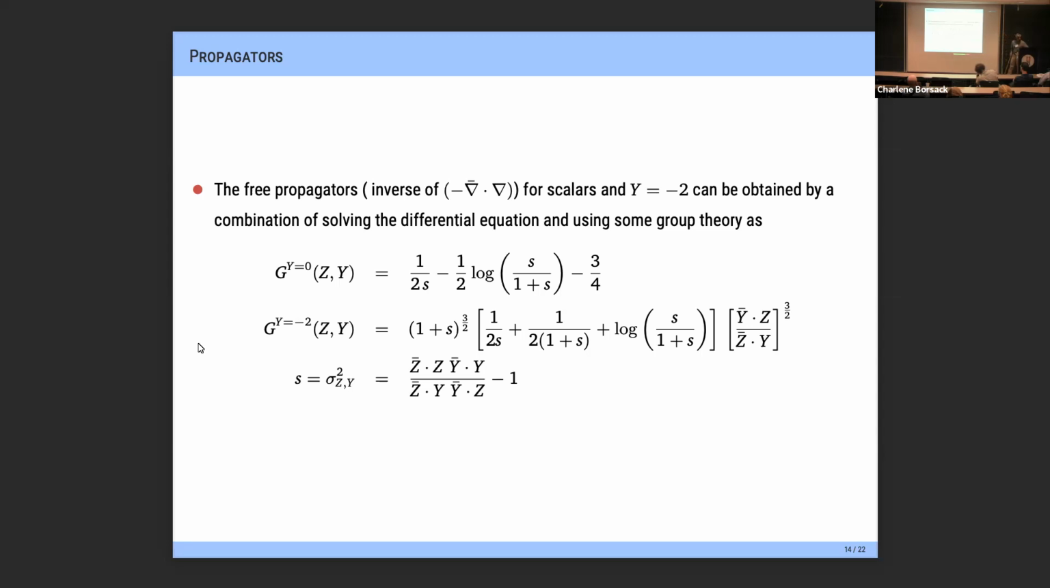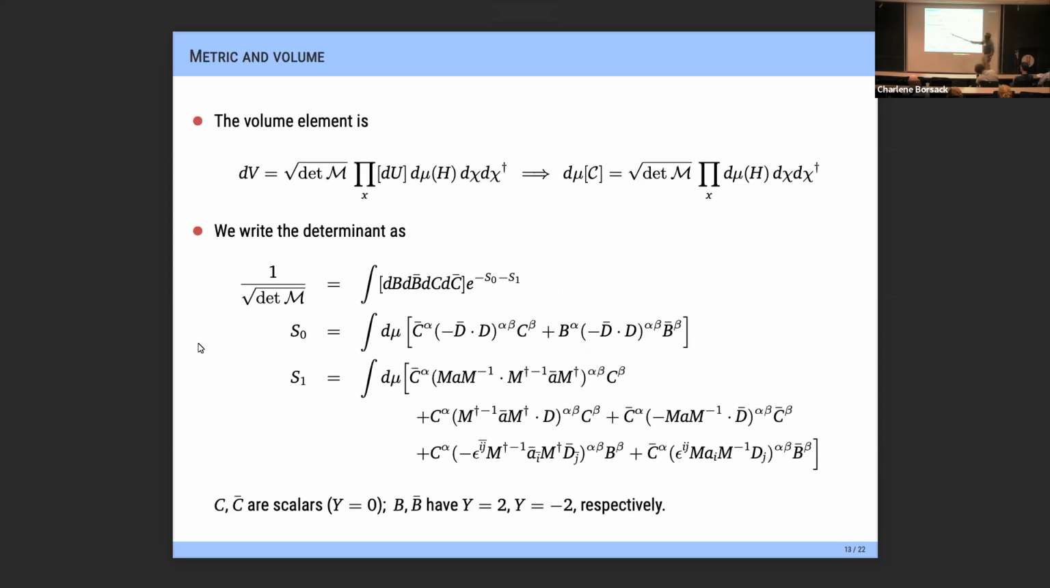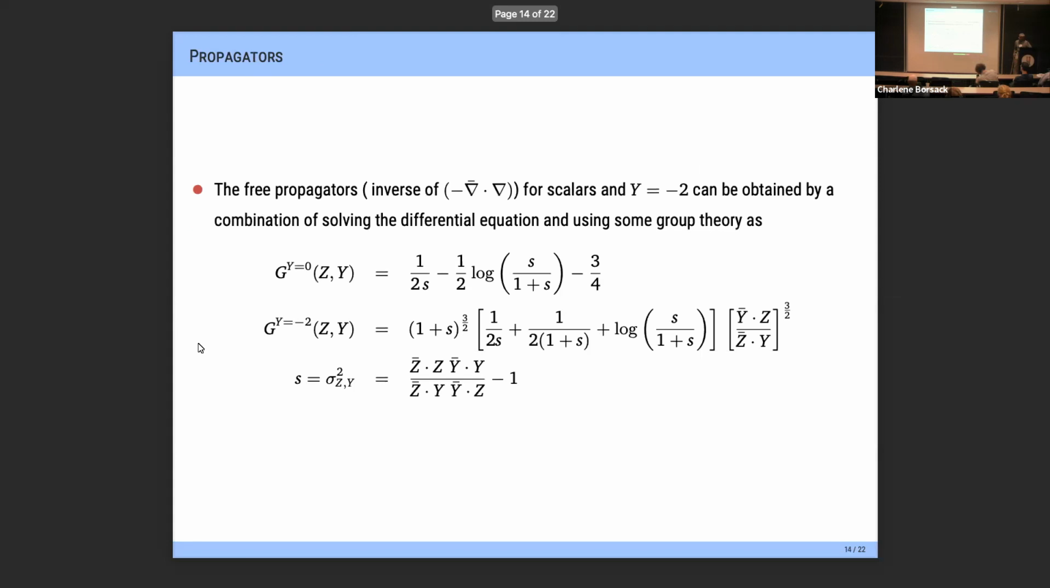You recall that here we have those two fields coming here as sort of the free part of the action, so to speak. So we have to calculate propagators arising from here. So we do this, and this parameter S is simply a definition of an invariant way to define distance on the CP2 manifold. In terms of the homogeneous coordinates of CP2, here is the expression for this square of the distance that one can write down.